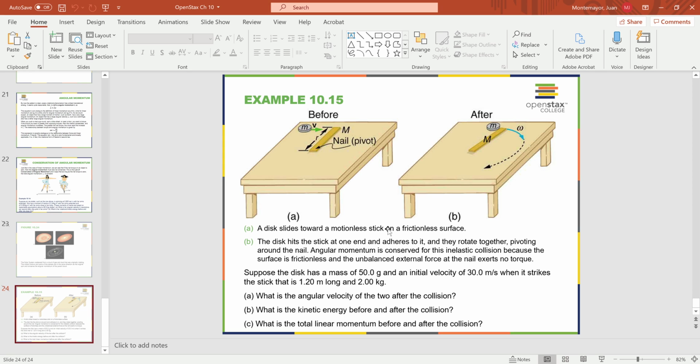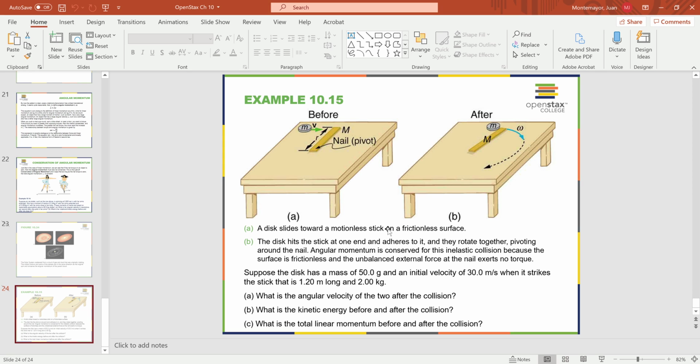So for 10.15, we have a mass, little m, times our velocity, and the disc hits our big M, and we have our nail as our pivot point, and we know that afterward it's going to go into a rotation. So for A, a disc slides towards a motionless stick on a frictionless surface, and B, the disc hits the stick at one end and adheres to it, and they rotate together, pivoting around the nail.